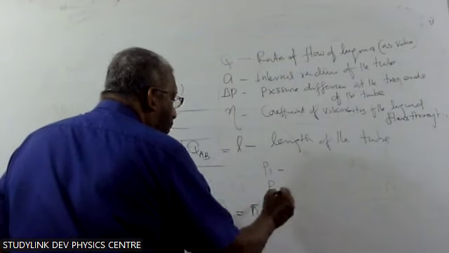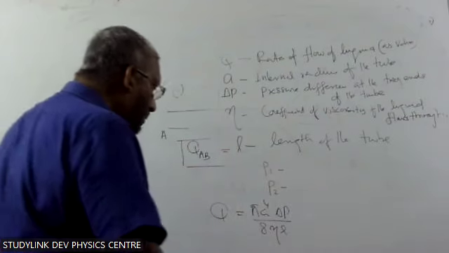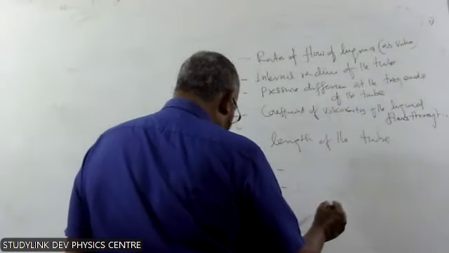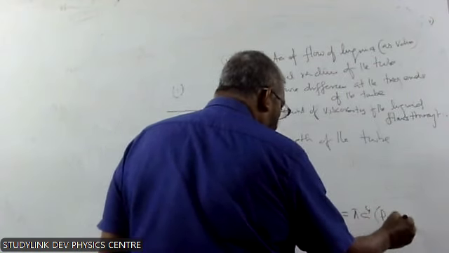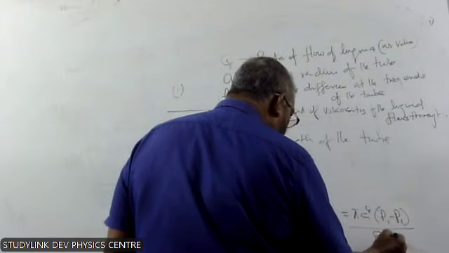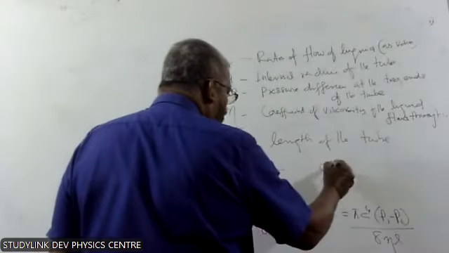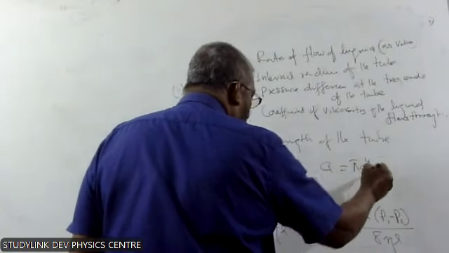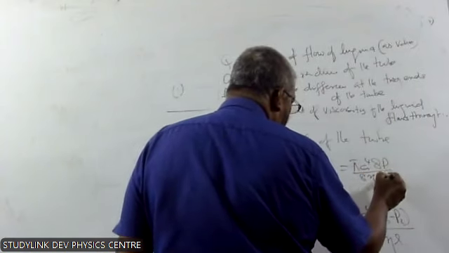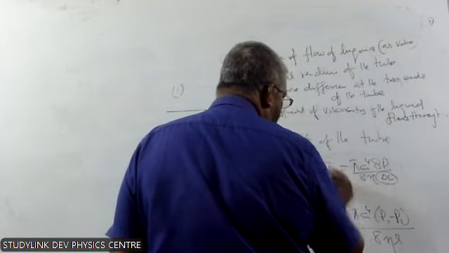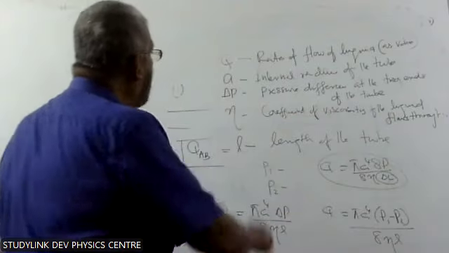Q equals pi a to the power 4 delta p over 8 eta l, one method. The other method you can write it as Q equals pi a to the power 4 (p1 minus p2) divided by 8 eta l. Sometimes it can be written as Q equals pi a to the power 4 delta p over 8 eta delta l. This is very rare. But if they ask you to write one of these and describe each term.